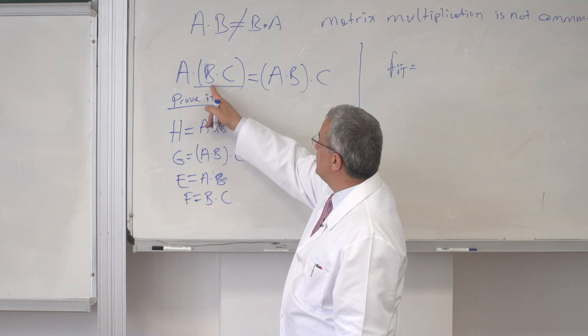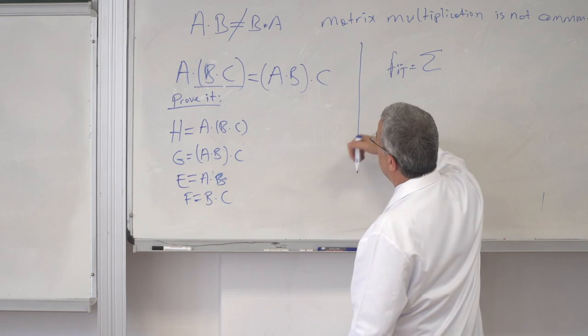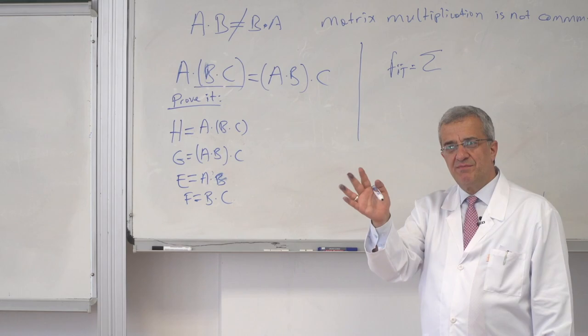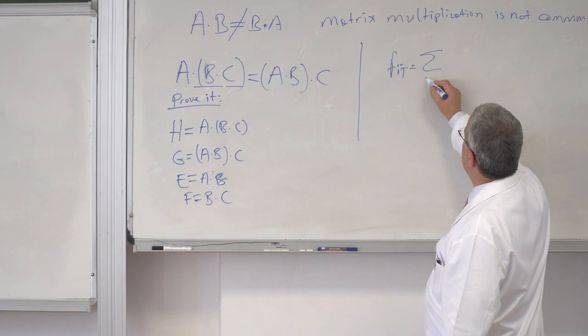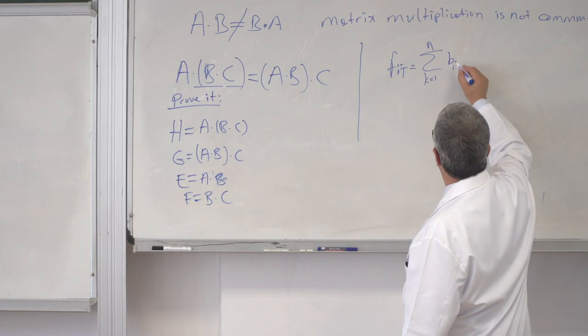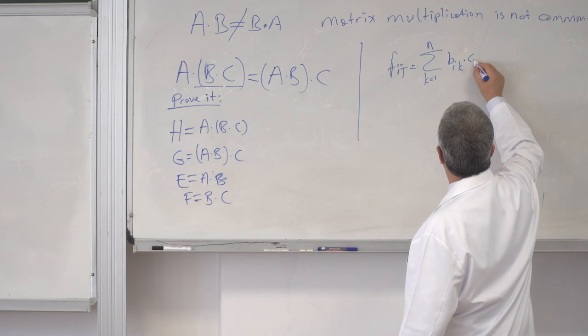What is this? Who is going to tell me that? Summation. Assume these are just all n by n. They don't have to be, but they have to have the appropriate dimensions so that their multiplication is defined. But for the time being, let's assume they are just n by n, for ease of it. So this is k equal from 1 to n. If I am multiplying B and C, B_ik, then C_kj. Good.